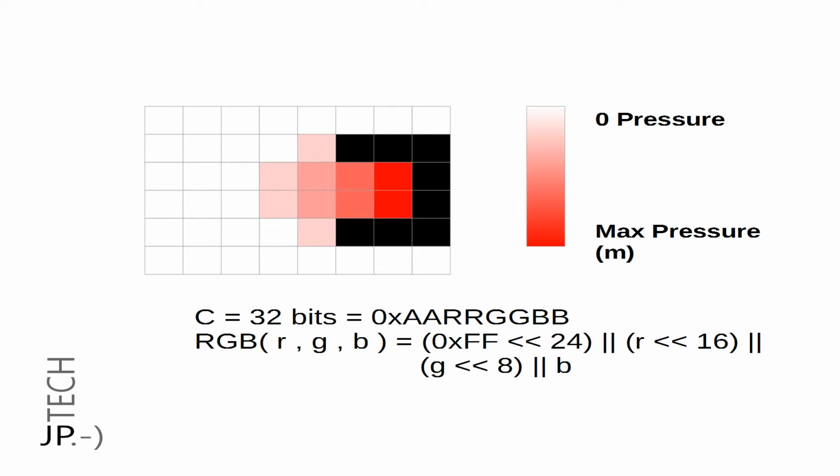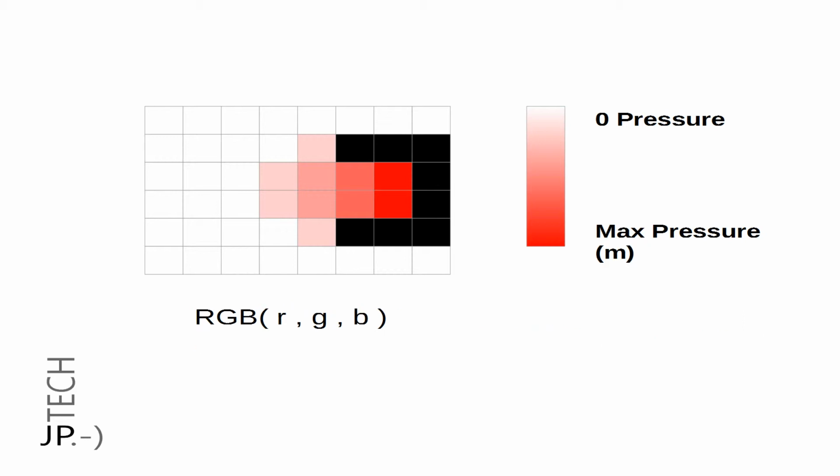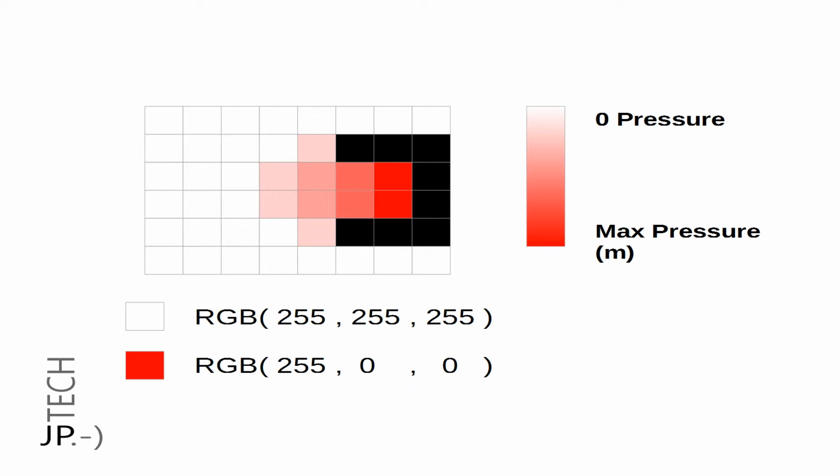We do this by simply using bit shifting and OR to put all the fields in the right place. Now we have a function that takes 3 channel values and returns a 32-bit color. Each channel value ranges from 0 to 255. On the one hand, we have white, which we get when we have 255 in each of the 3 channel values, which is the maximum value you can have in each channel. And on the other hand, we have red, which you get when you have 255 in the red channel and 0 in the green and blue channels.